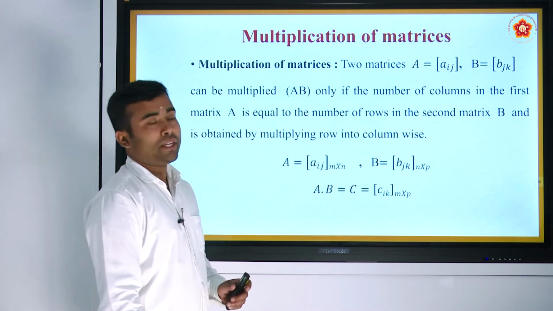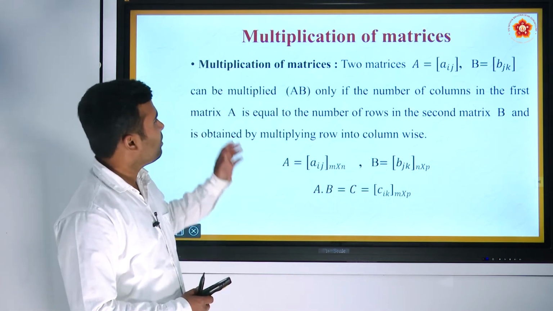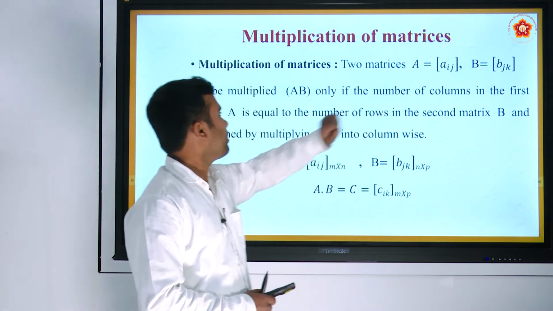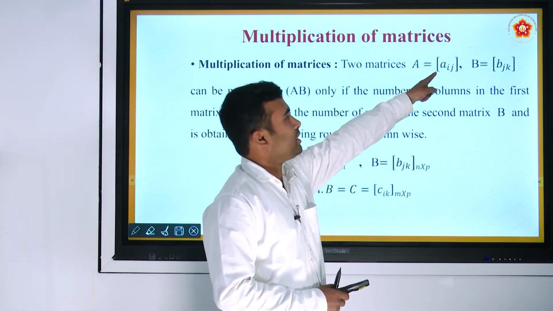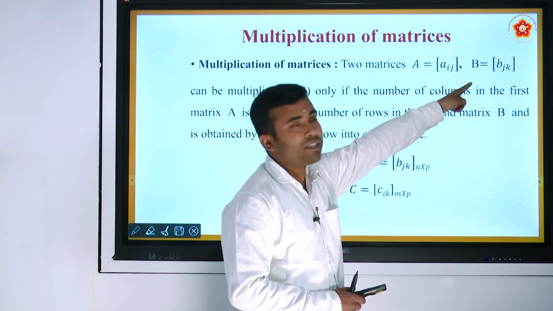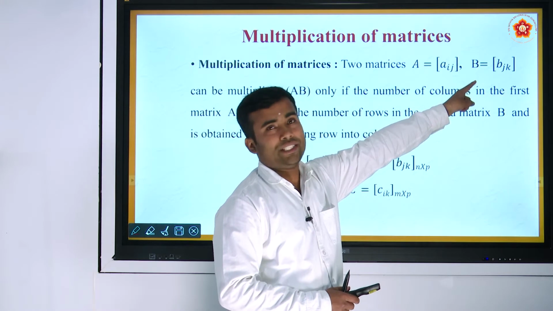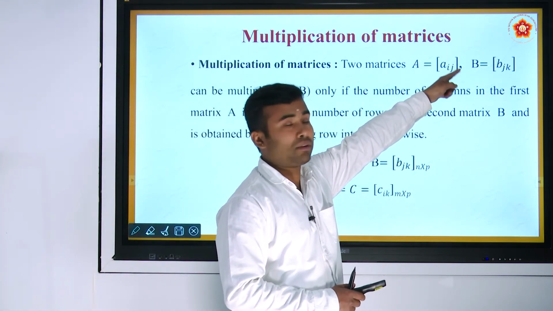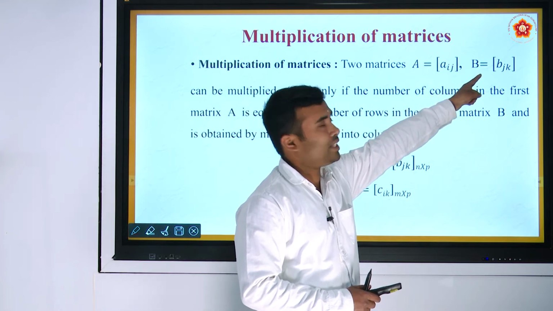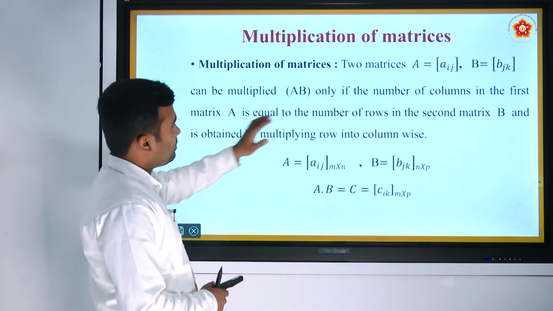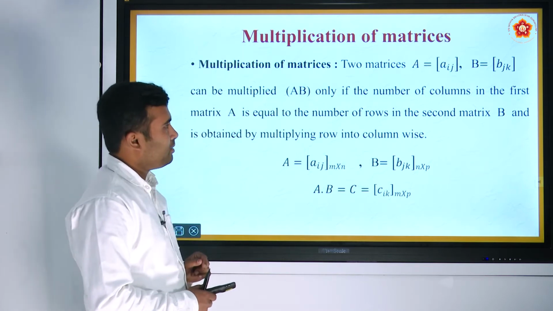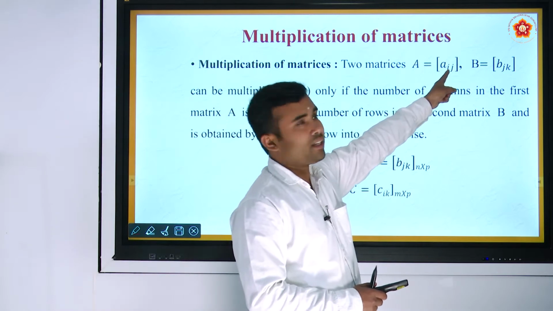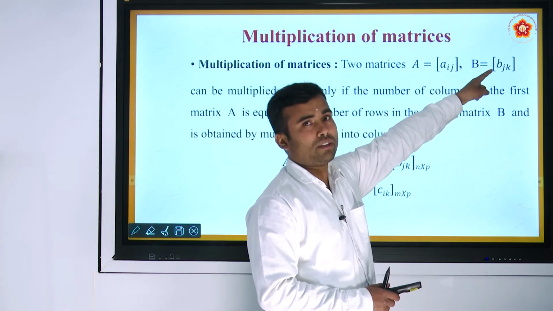Matrix multiplication. Here, we have two matrices, say A and B. Matrix A is represented as Aij, and matrix B is represented as Bjk. As you know, i represents the number of rows and j represents the number of columns, and similarly j and k. These two matrices can be multiplied if the number of columns in matrix A is equal to the number of rows of the other matrix B.